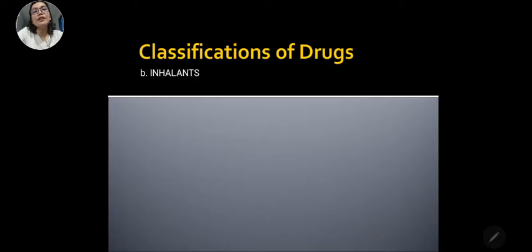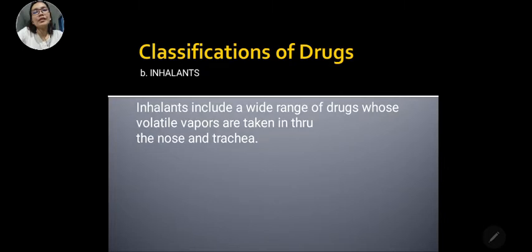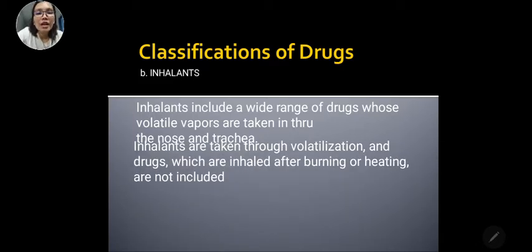So, another are inhalants. So, these include a wide range of drugs whose volatile vapors are taken in through the nose and trachea. They are taken through volatilization, and drugs which are inhaled after burning or heating are not included. Itong mga sinasabing drugs na inhaled after burning or heating, usually, di ba yung methamphetamine hydrochloride, yung cocaine, hinihit siya before tinitake. So, hindi siya kasali sa tinatawag natin na inhalants dahil hindi naman sila nagvo-volatilize.